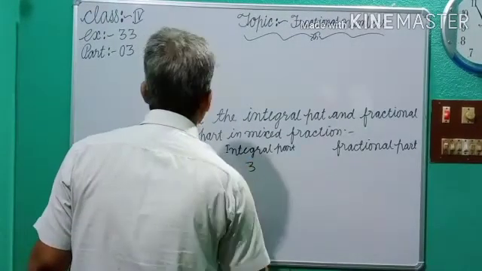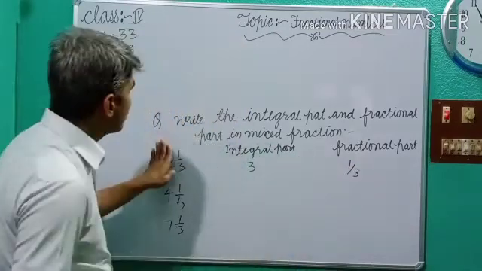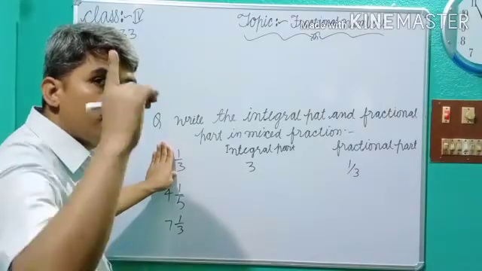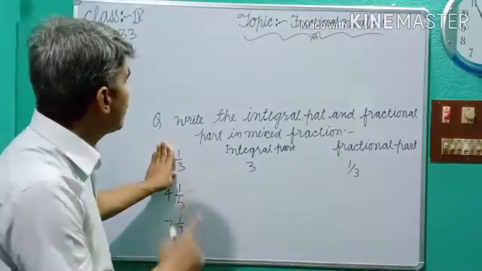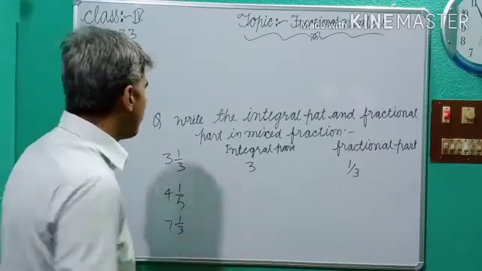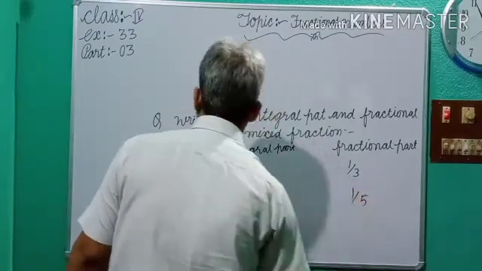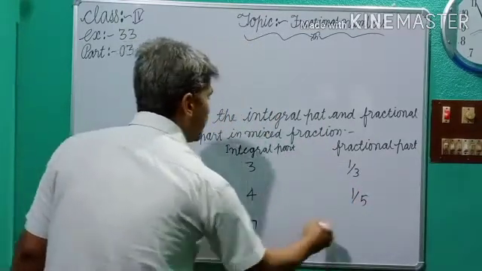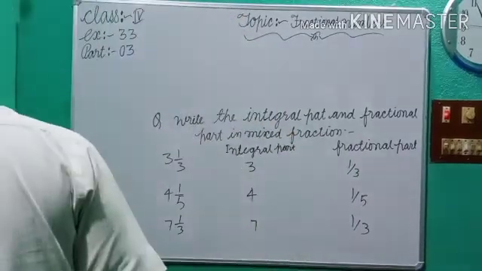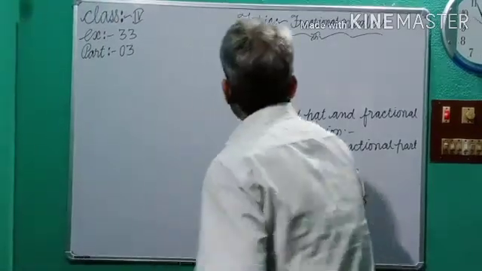3 is the integral part and 1 by 3 is the fractional part, because you know 1 by 3 is a fractional part. Remember, in the first part of fractional numbers, 1 by 5 is fractional, the rest is the integral part. So you write down here 4 is the integral part and 1 by 5 is the fractional part. 7 is the integral part and 1 by 3 is the fractional part. No doubts. Dear students, now next questions.